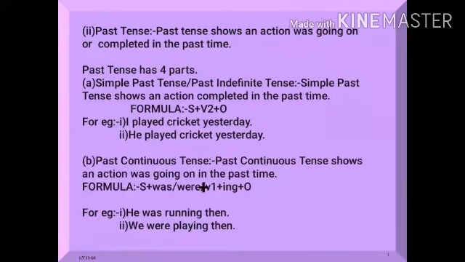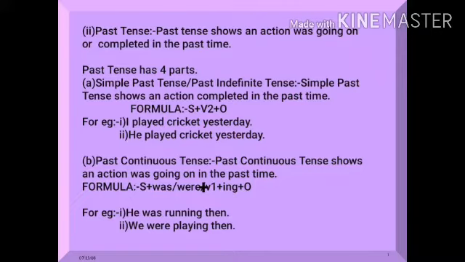Now past tense. So past tense shows that an action was going on or completed in the past time. The tense which shows an action was going on or completed in the past time, that tense is called past tense. Past tense has 4 parts. Number A, simple past tense or past indefinite tense. Simple past tense shows an action completed in the past time. Formula: subject plus V2, that means the second form of the verb, plus object.